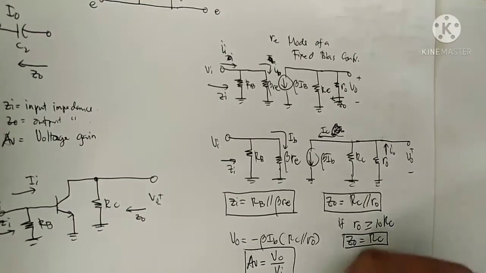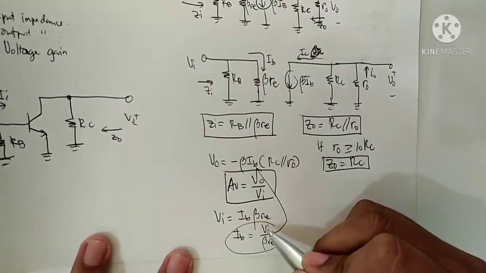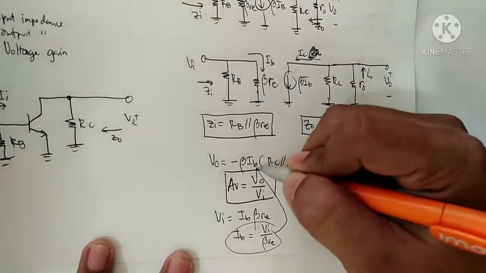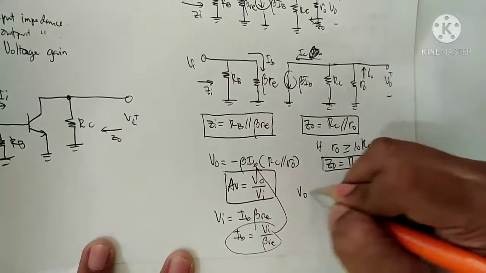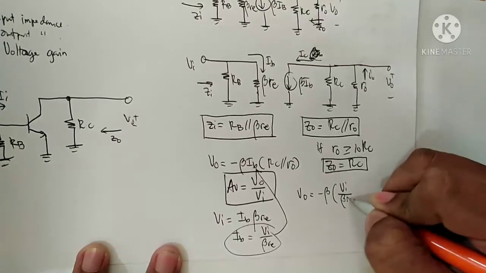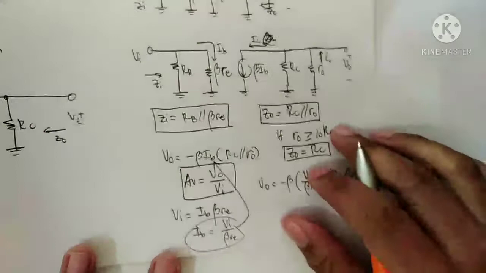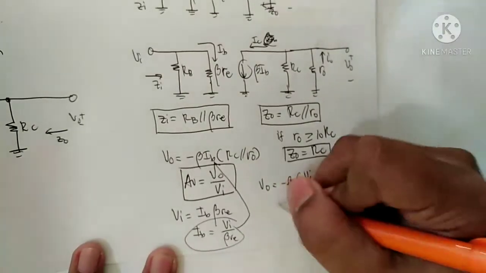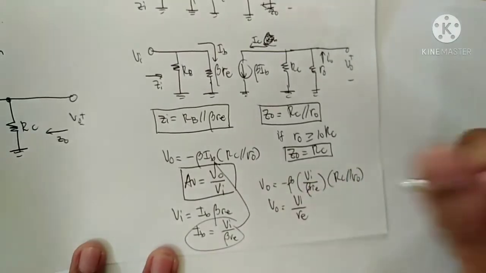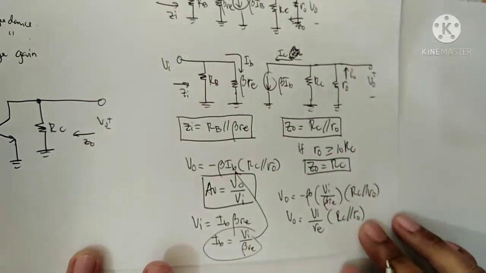So substitute. VI is equal to IB beta RE, and then IB is equal to VI over beta RE. Substitute it. Therefore V out is equal to negative beta times VI over beta RE times RC parallel to RO. So beta cancels. So V out is equal to VI over RE times RC parallel to RO.